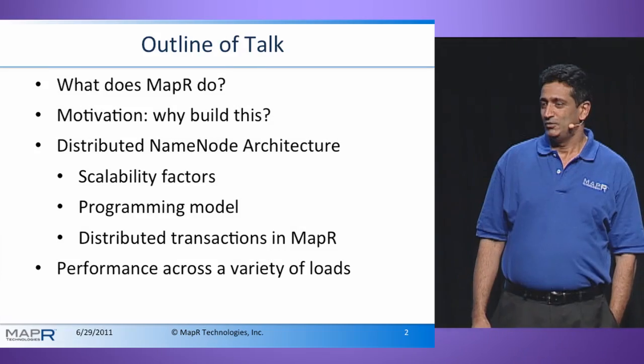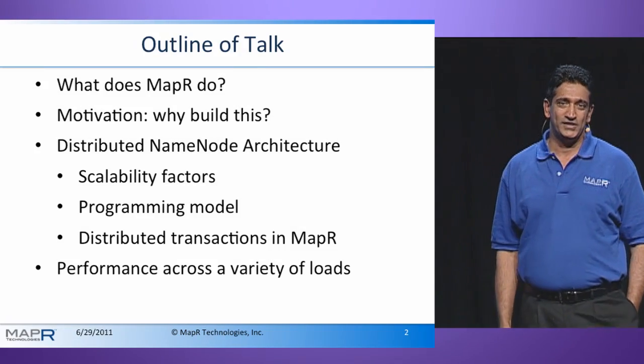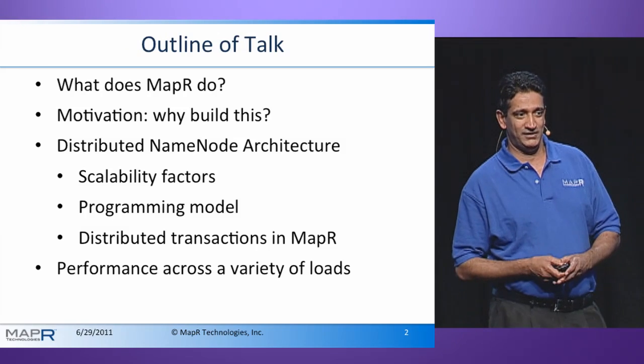I'm here to talk about the design and scale and performance of the MapR distribution for Apache Hadoop. I'm the CTO and co-founder of MapR, and we'll quickly go through the outline of the talk here, which is what does MapR do? Just explain real quickly what it is.